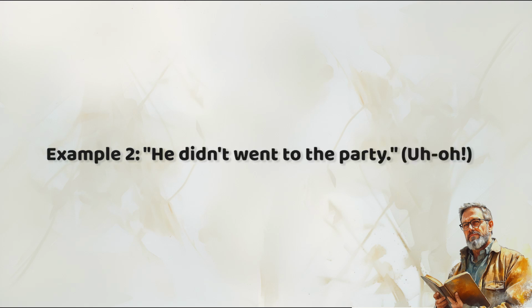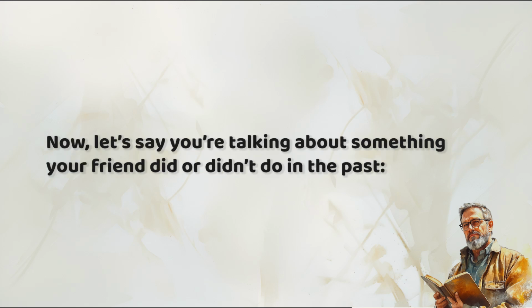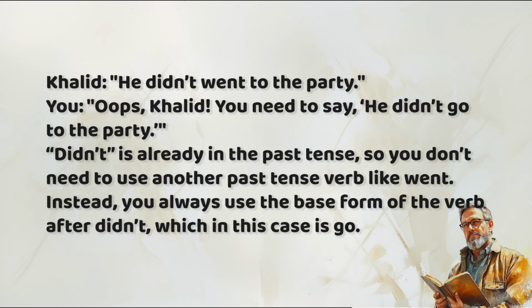Example 2. He didn't went to the party. Oh. Now, let's say you're talking about something your friend did or didn't do in the past. Khalid, he didn't went to the party. Oops, Khalid. You need to say, he didn't go to the party. Didn't is already in the past tense, so you don't need to use another past tense verb like went. Instead, you always use the base form of the verb after didn't, which in this case is go. Correct sentence. He didn't go to the party.